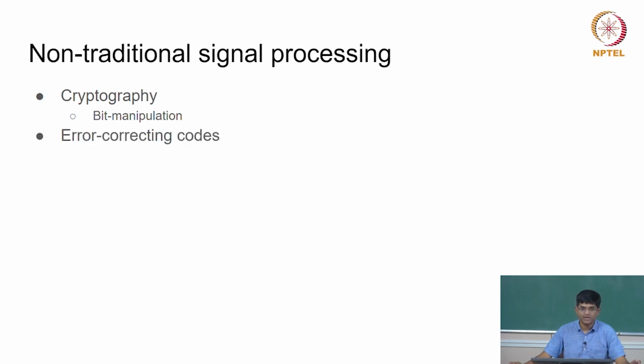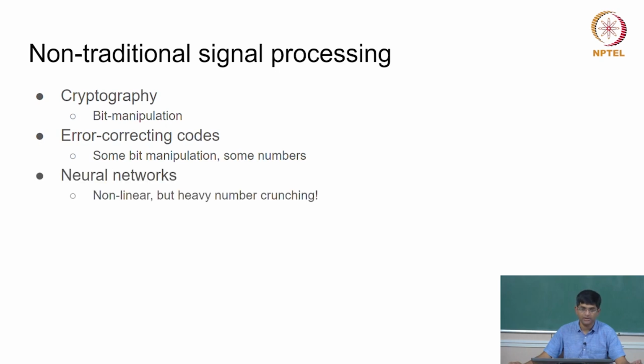Error correcting codes are another example. There is some amount of bit manipulation, but also a significant amount of number crunching, especially on the decoding side of error correcting codes. And nowadays, the flavor of the day, neural networks, they are nonlinear. In fact, the nonlinearity is one of the main strengths that gives them many of their useful features, but they are heavy on number crunching.